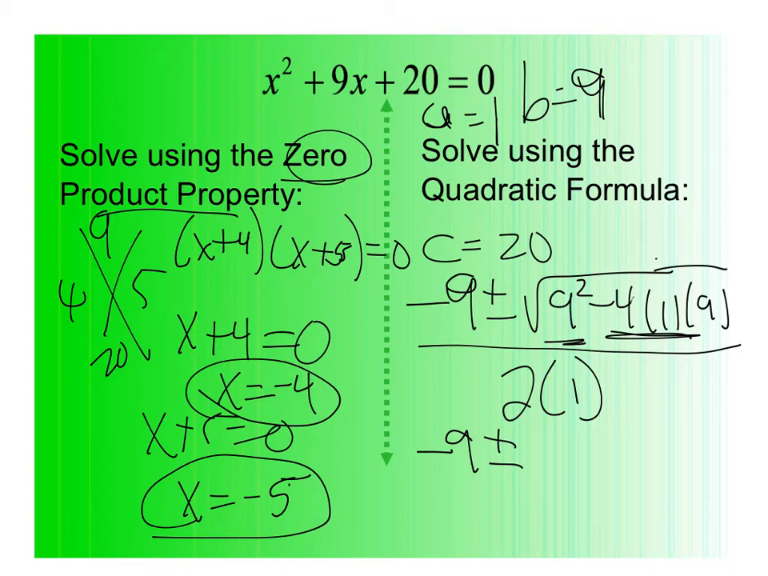Oh, sorry, this is going to be 81. Shouldn't be 9. My fault. This shouldn't be 9. What am I doing? This should be 20. So it should be 81 minus 80, so that's going to be 1 over 2.